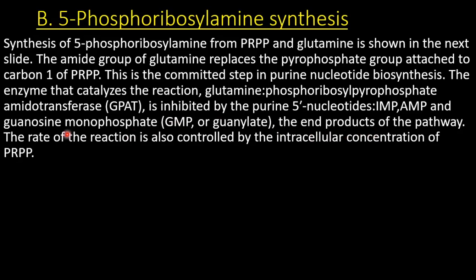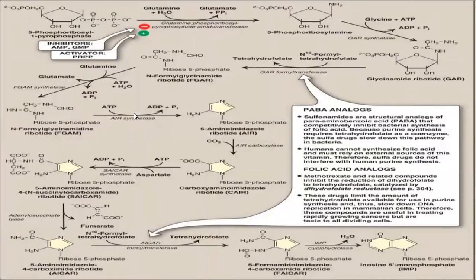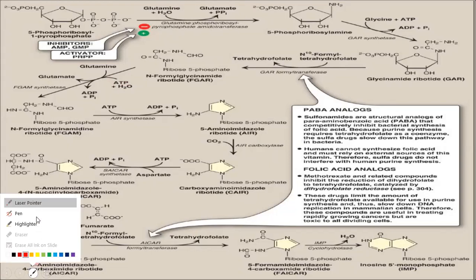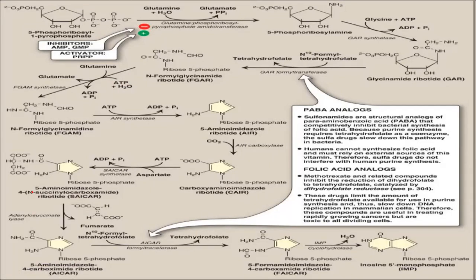Now, the rate of reaction is also controlled by the intracellular concentration of phosphoribosyl pyrophosphate. The phosphoribosyl pyrophosphate, in fact, is an activator of GPAT, the glutamine phosphoribosyl pyrophosphate amidotransferase. Now, this reaction, in fact, let's get serious and take a pen.